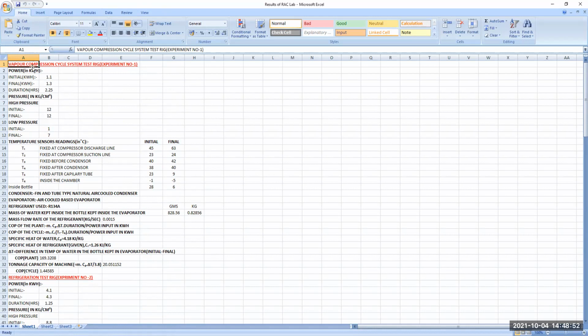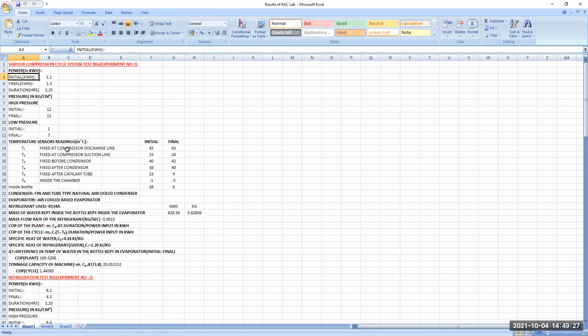What we are showing here is the vapor compression cycle system. First of all, experiment number 1, which I have shown earlier. The initial reading of the energy meter is 1.1 and the final kilowatt hour is 1.2, then 1.3, so the duration is 2.25 hours. The high pressure initially was 12 and finally it was 12 kg per cm square. On the low pressure side, the low is 1 and finally it is 7.